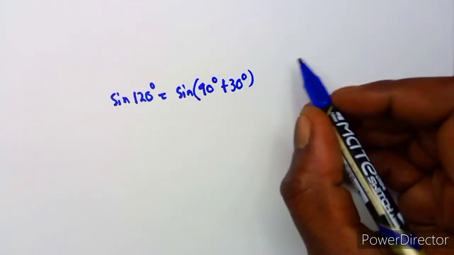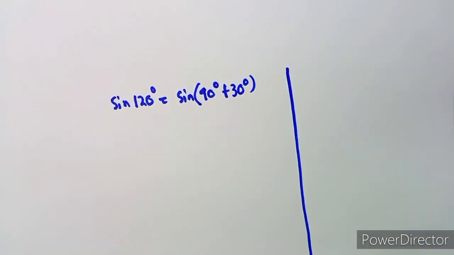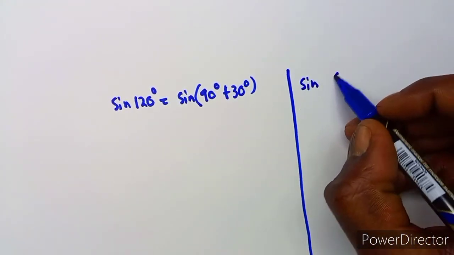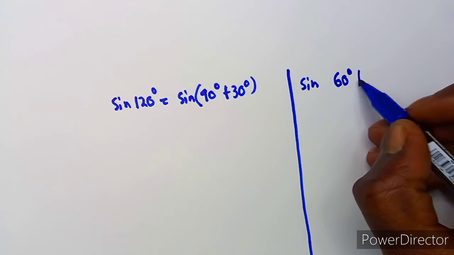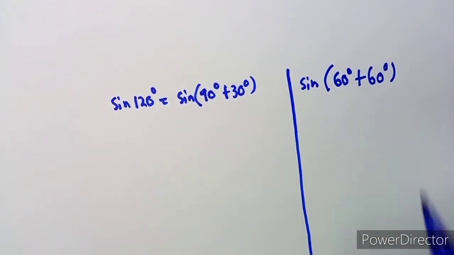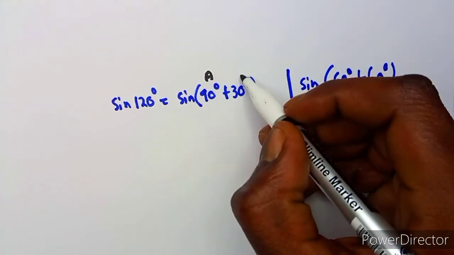So this simply means we can even do it like this: sine 120, which is sine 60 plus sine 60. Am I wrong, guys, to write sine 60 plus sine 60? It's just one and the same thing. As long as you're applying the exact thing, it must give us the exact answer for these two. So here, this is your A, this is your B.